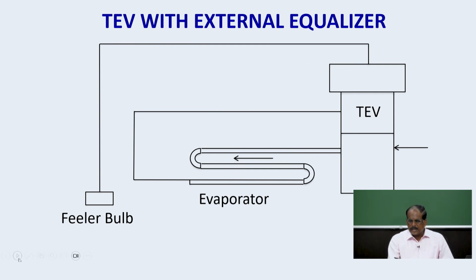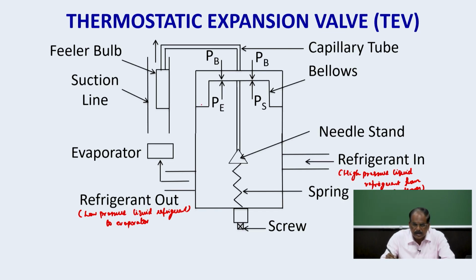What is this external equalizer TEV? Here, if you see the diagram, the evaporator pressure is acting from the downward direction on the bellows. Suppose this evaporator pressure is fed to the bottom portion of the bellows with the help of a narrow tube, then that type of thermostatic expansion valve is called TEV with external equalizer.